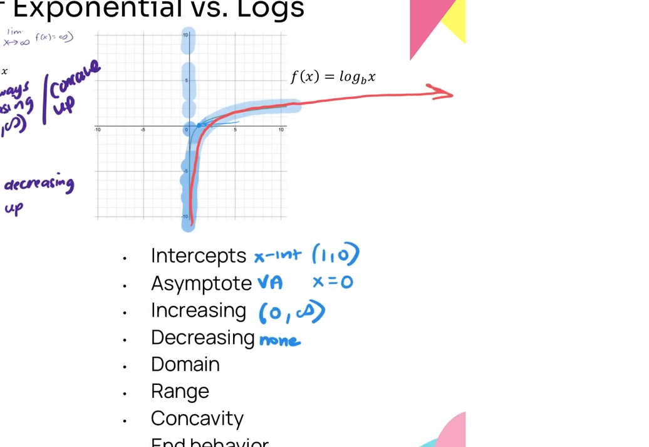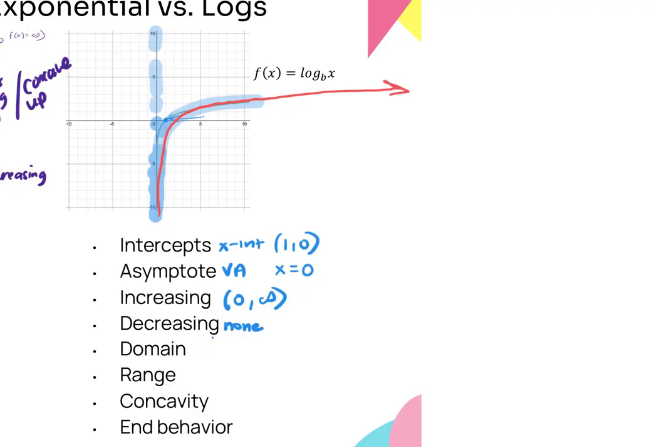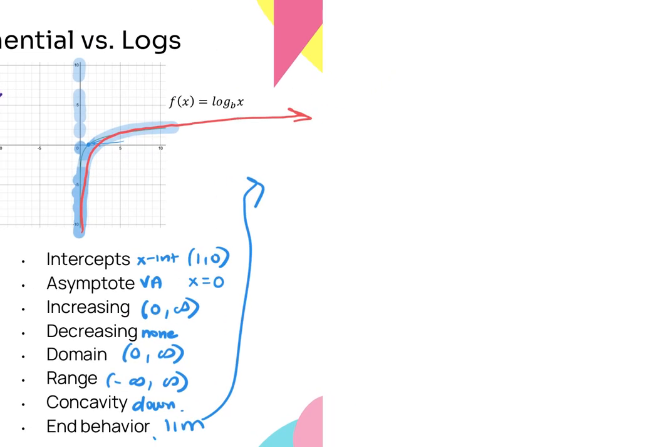Okay. All right, how about domain? What would be the domain of this log function? 0 to infinity. Does not include 0. What's the range? Good. Concave up or concave down? Down. And when we go to describe the end behavior of this graph, I'm just going to do it up here so that we can see it a little bit better.